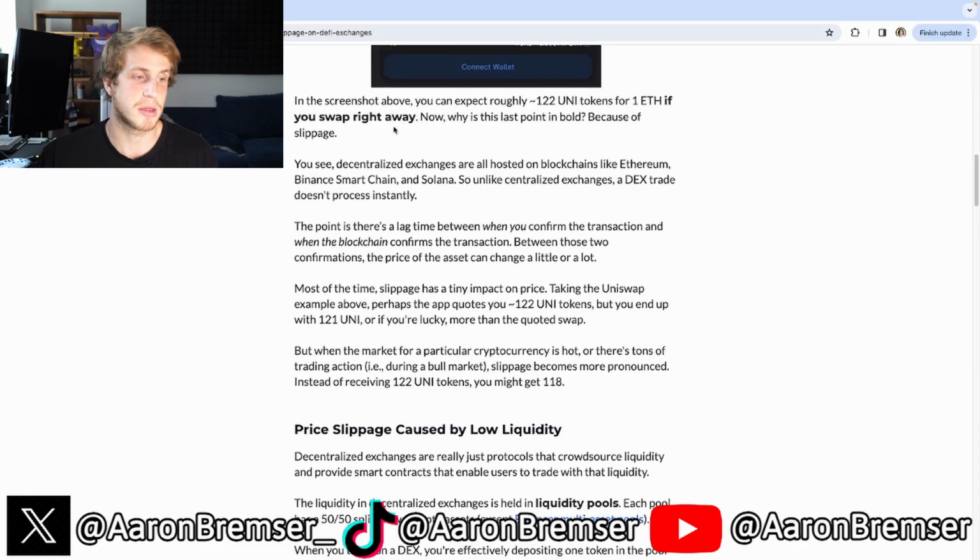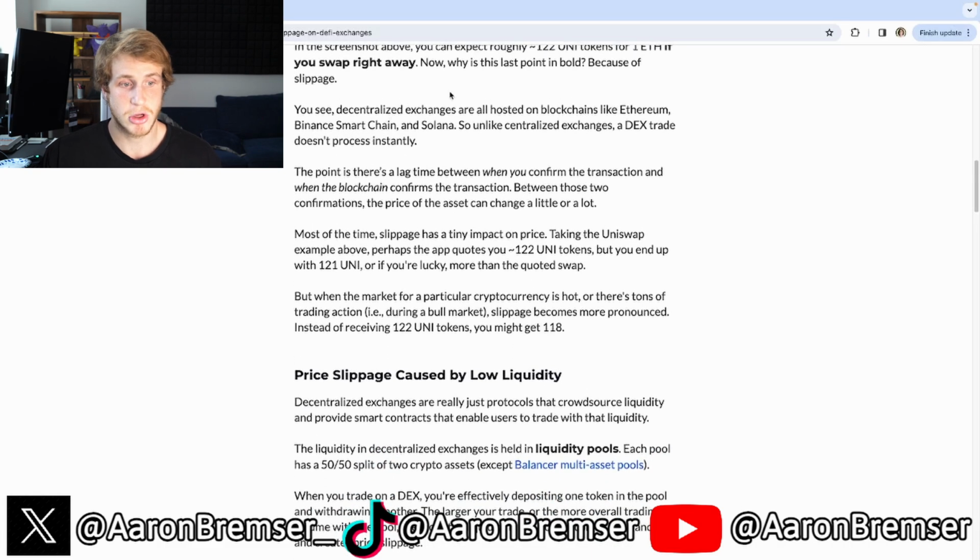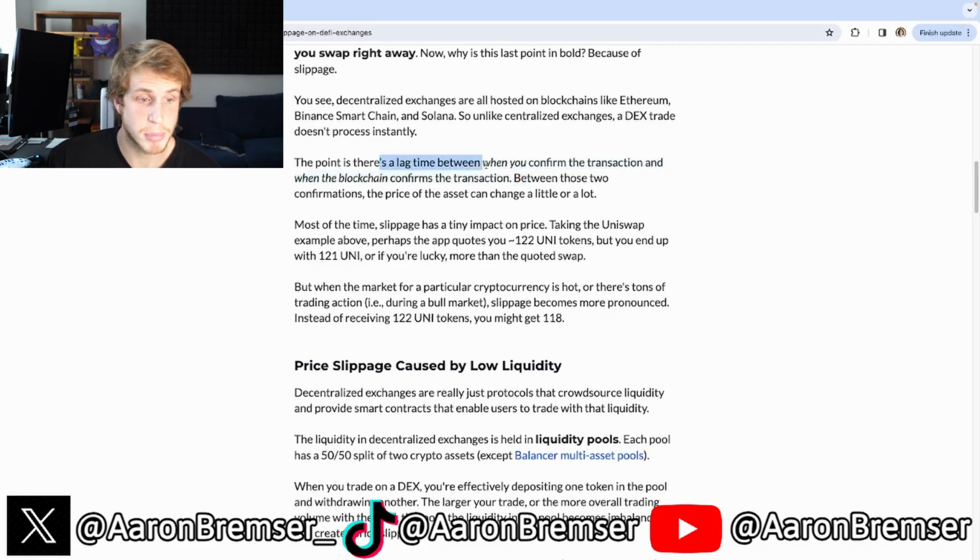Now, why is the last point in bold? Because of slippage. You see, decentralized exchanges are all hosted on blockchains like Ethereum, BSC, Solana, Internet Computer, and so on. The point is there's a lag time between when you confirm the transaction and when the blockchain confirms the transaction. So when you click on the app or whatever swap, that's not confirming it on the blockchain. There's a time difference between you clicking that button and swapping and what's actually happening on the blockchain. Between those two confirmations, the price of the asset can change a little or a lot. And with highly illiquid shitcoins, it's going to change a lot. And with very liquid coins like Bitcoin, Ethereum, Solana, it's going to change a little.